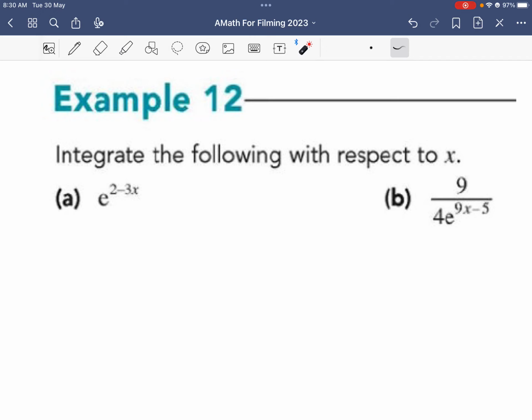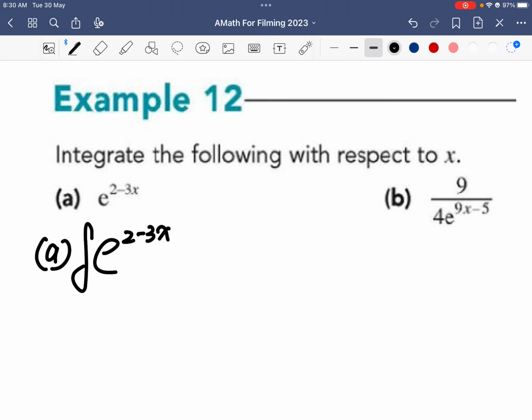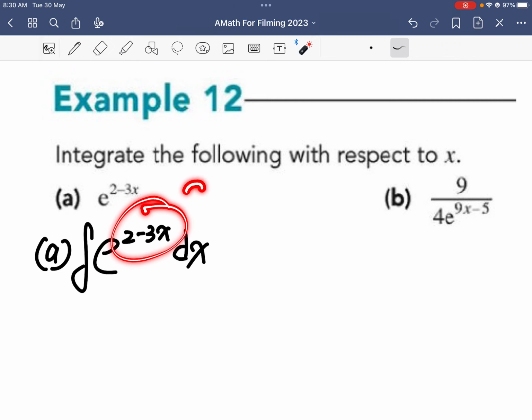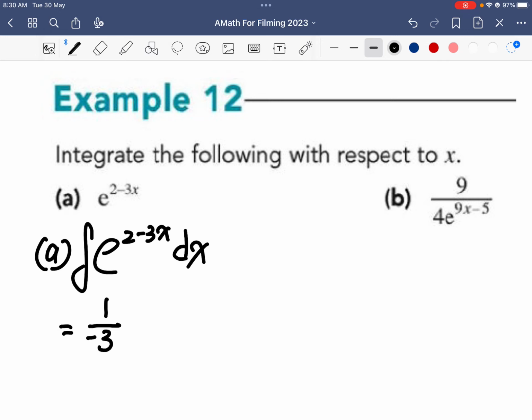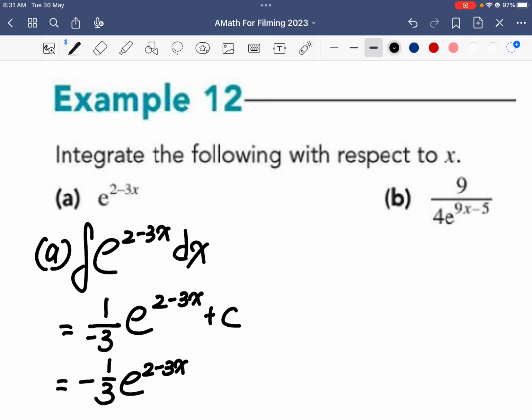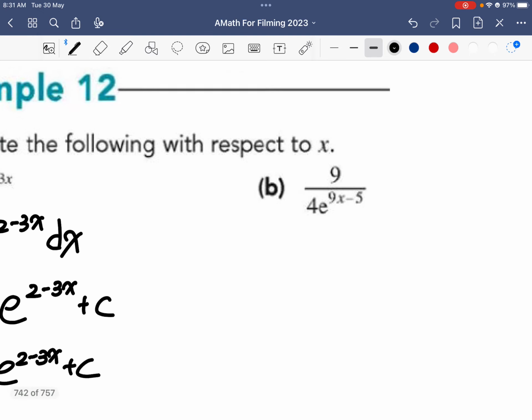Very quickly, let's do example 12 together. Part A works like this. If I'm integrating e^(2-3x) with respect to x, first differentiate 2 minus 3x with respect to x, you get negative 3. So once we have negative 3, I get 1 over negative 3 e to the power of 2 minus 3x plus c. So I get negative 1/3 e^(2-3x) plus c.